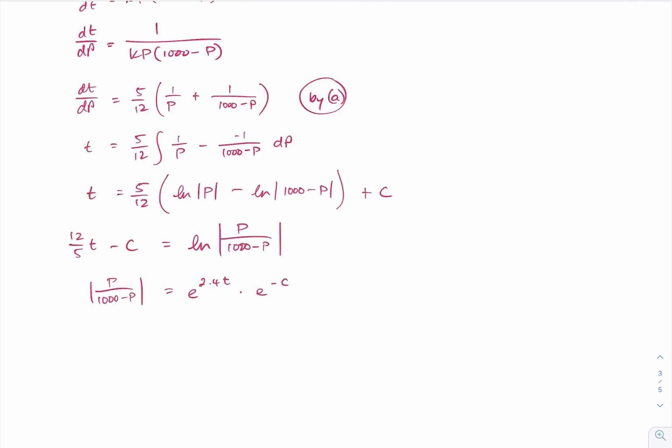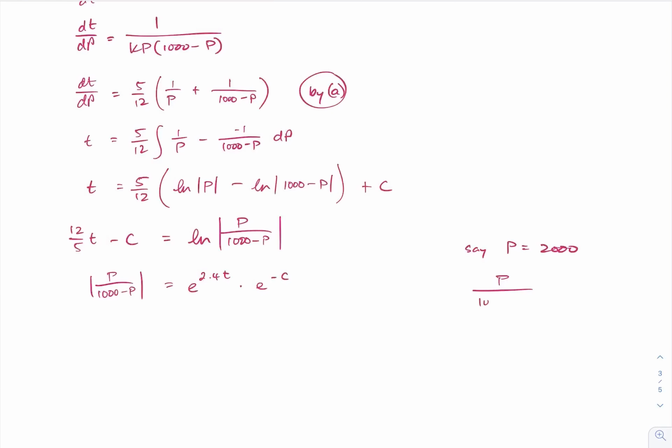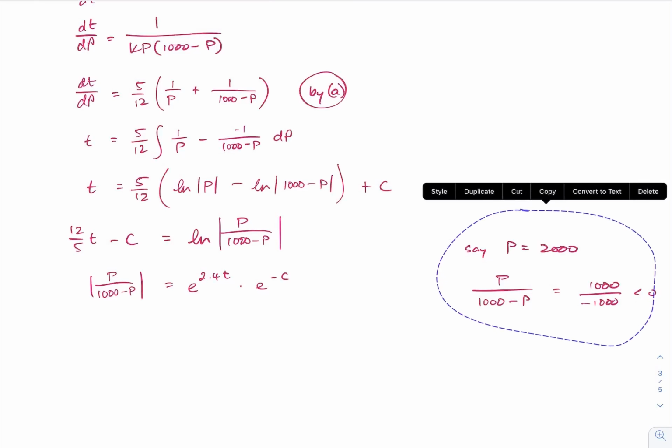Now, the textbook says we can get rid of the absolute value signs because population is positive. Now, population is a positive quantity, but say P equals 2000. That's positive. Well, then P on 1000 minus P is 1000 over negative 1000, which is negative. So I don't want to rush to the conclusion that this is positive, and therefore we can remove the absolute value signs. So I'm not about to do that.